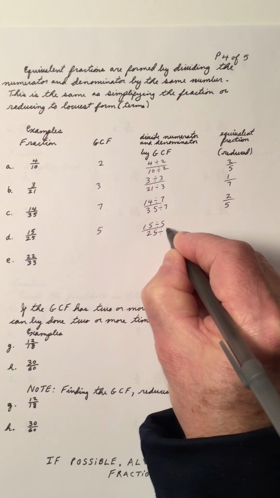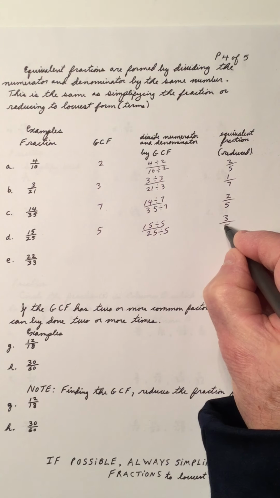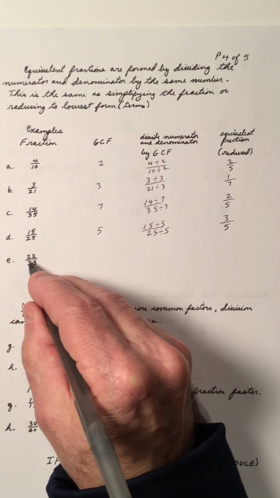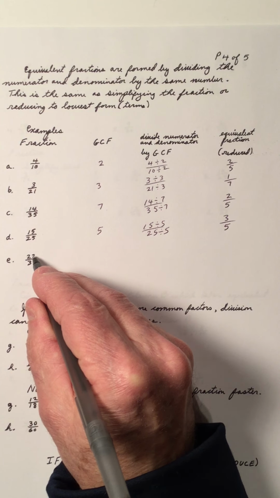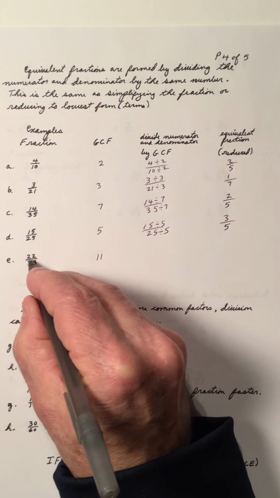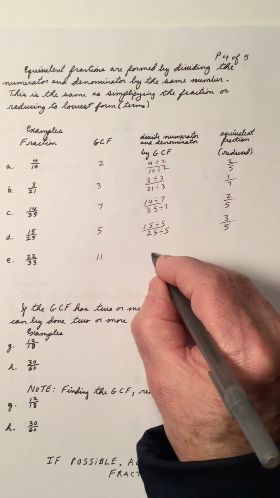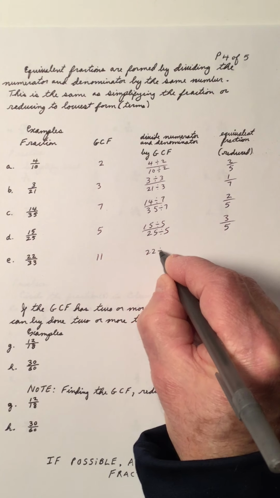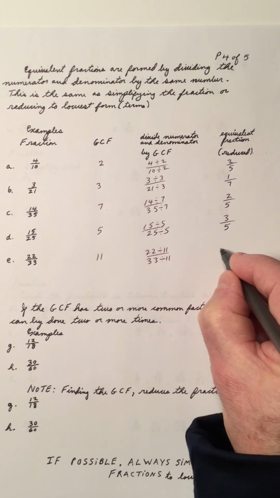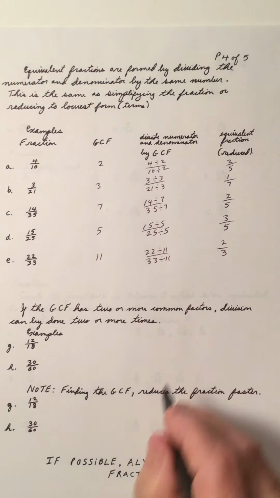25 divided by 5 is 5. 15 divided by 5 is 3. What's the GCF here? I see repeating digits: 2, repeating digits 3. That means I know that 2 into 22 goes 11. So 11 is your GCF. So 22 divided by 11, 33 divided by 11 gives me 2 over 3.